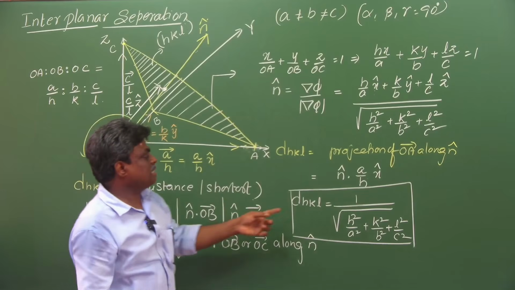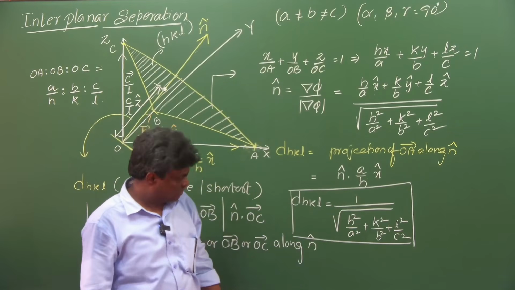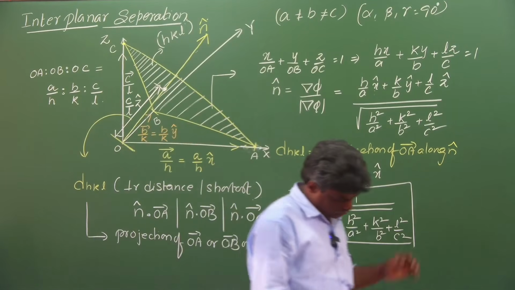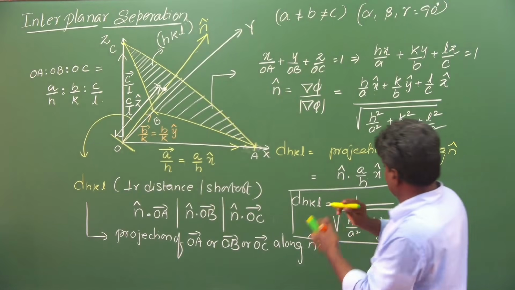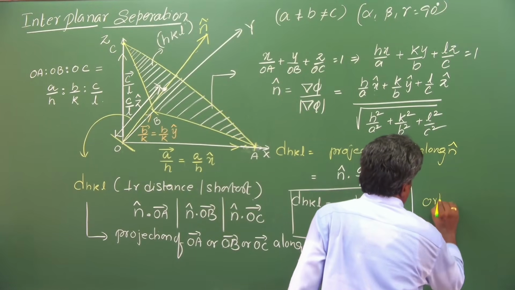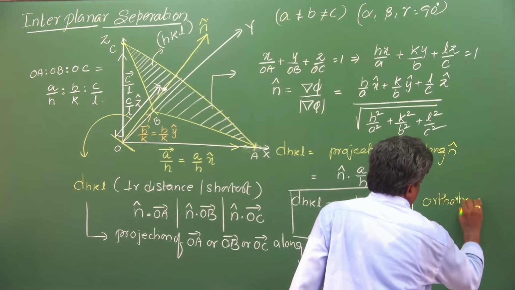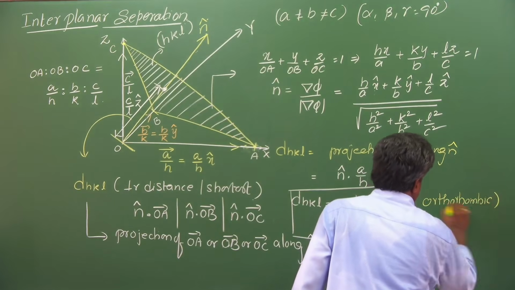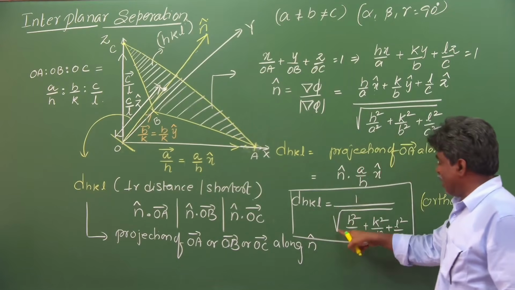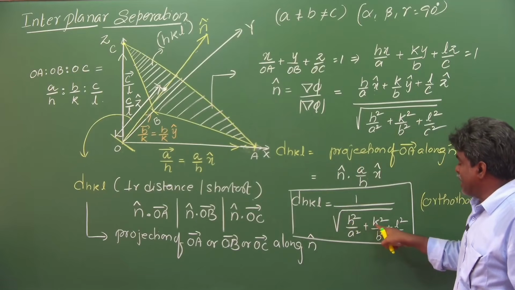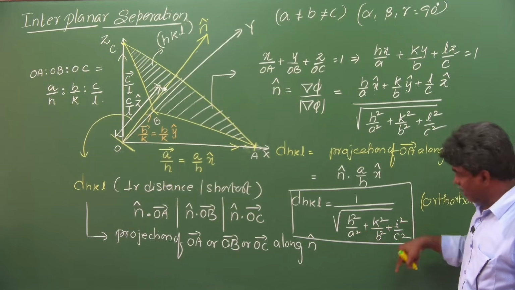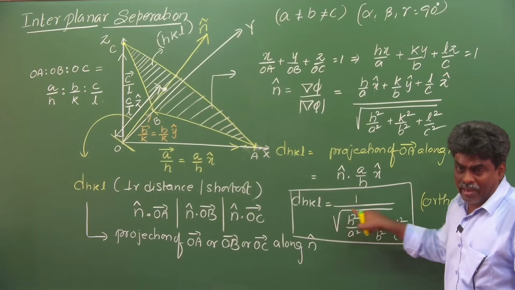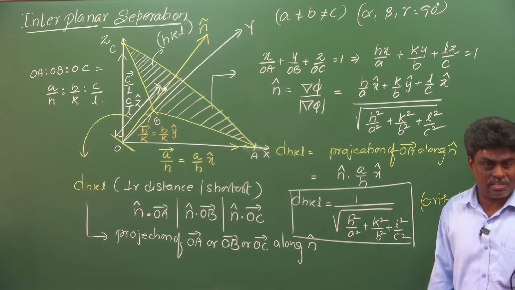So finally, what is d_hkl? 1 by under root h square by a square plus k square by b square plus l square by c square. This is for which system? Orthorhombic. If it is tetragonal, 1 by under root h square plus k square by a square plus l square by c square. Cubic, a by under root h square plus k square plus l square.